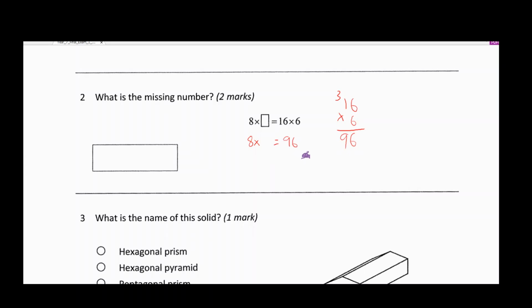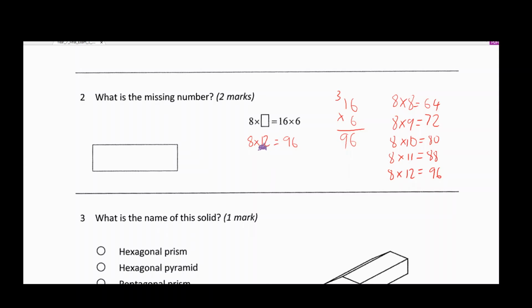So 8 times something is 96. So let's have a look at that. 8 times 8, 64. 8 times 9, that's going to be 72. 8 times 10, that's an easy one, 80. 8 times 11, that's going to be 88. 8 times 12, 96. So there's our answer.